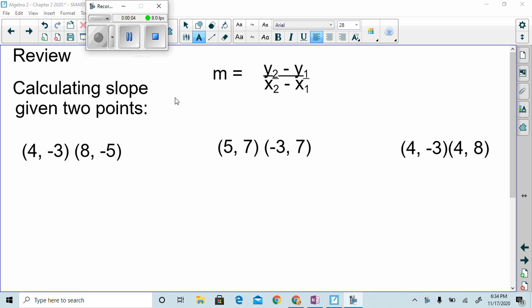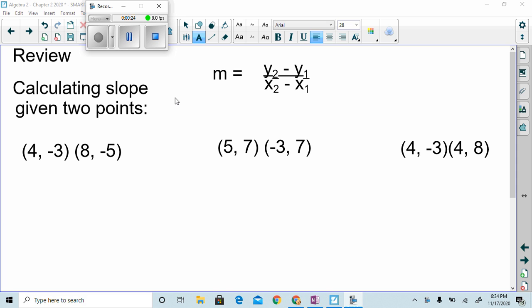Since we have a quiz next class, I'd like to do a short review with you. On this assessment, we're going to see how well you can calculate slope when given 2 points. And then we're going to classify those slopes as positive, negative, zero, or undefined.